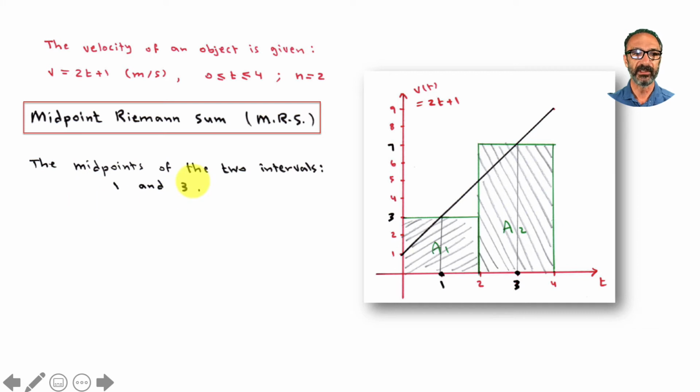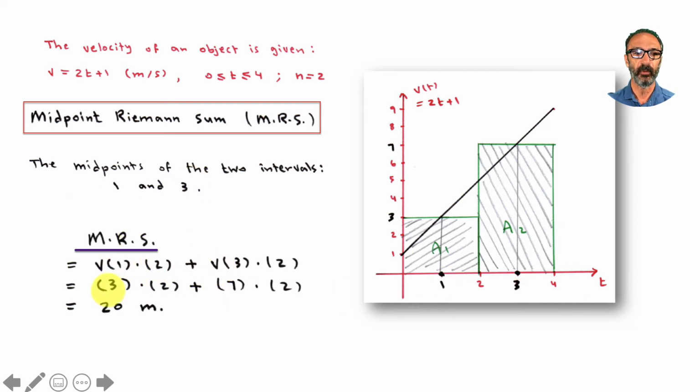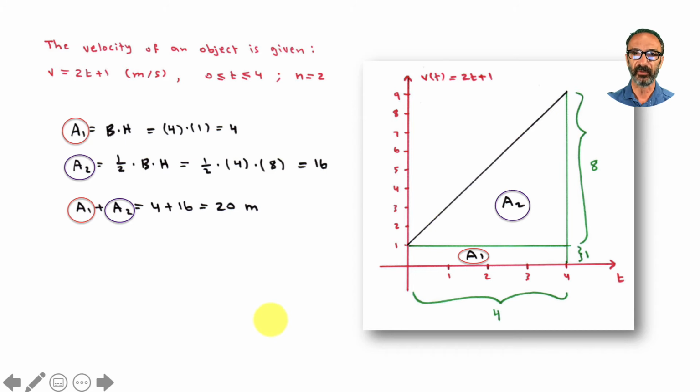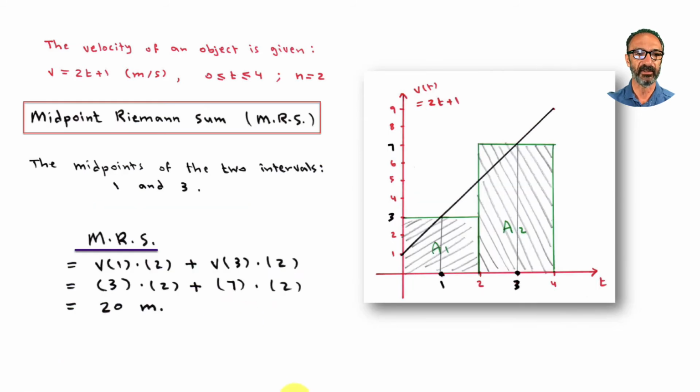The midpoints are 1 and 3, and v of 1 is 3, v of 3 is 7, same bases, 2 and 2, and now 20. 20 is more accurate, as you could see. Let's take it back a little bit. I went too fast.